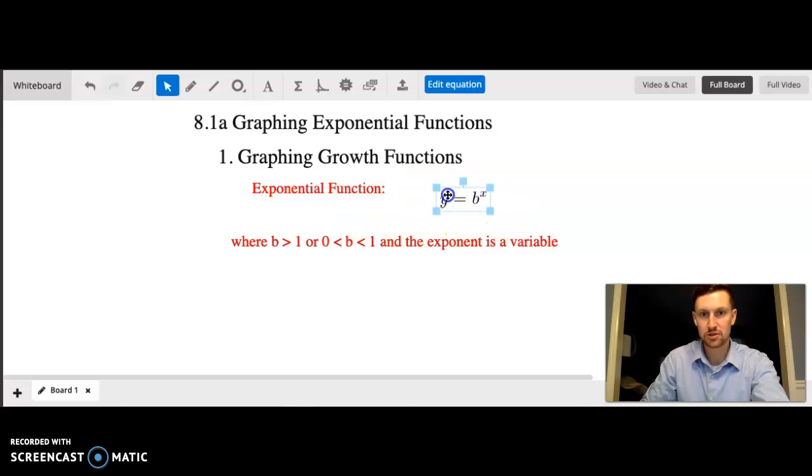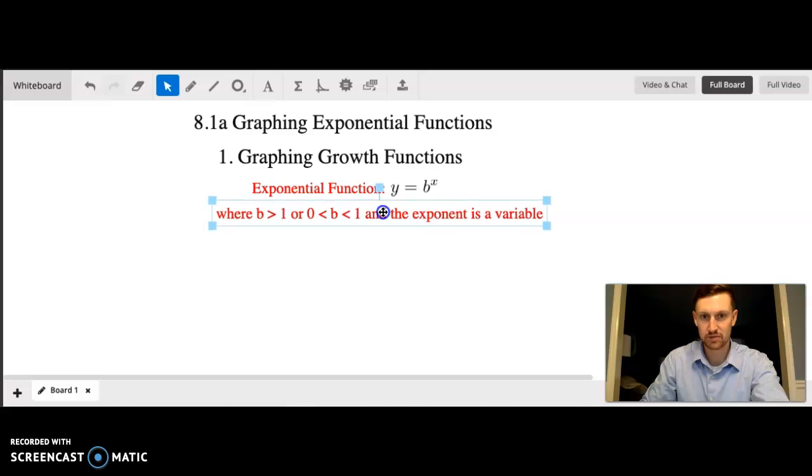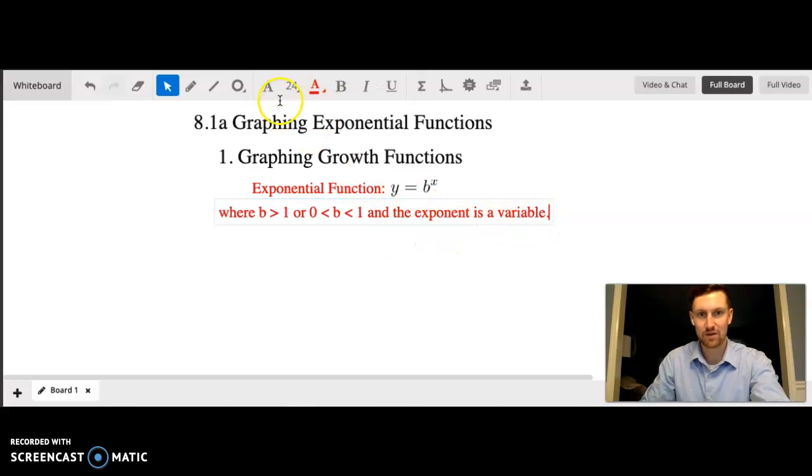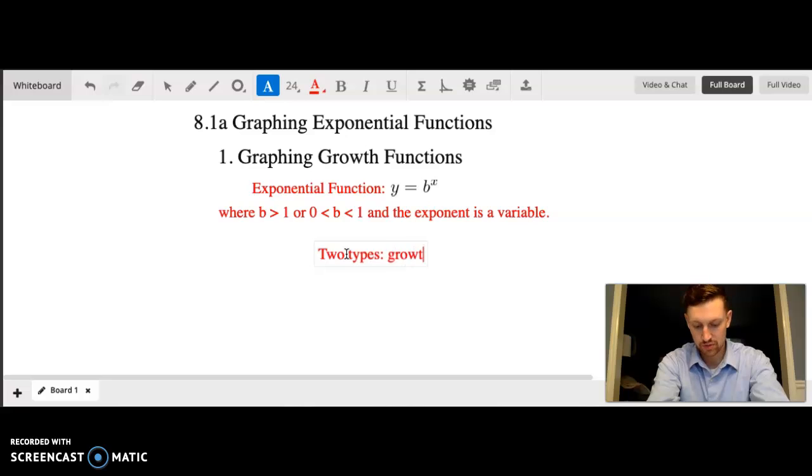Okay, and there's 2 types of exponential functions. There is the growth function, and then there is what's called a decay function. So that's the last part of our definition here. The 2 types are growth and decay. All right, so those would be the 2 types of exponential functions. So this first one, you see in point number 1, it says graphing growth functions.